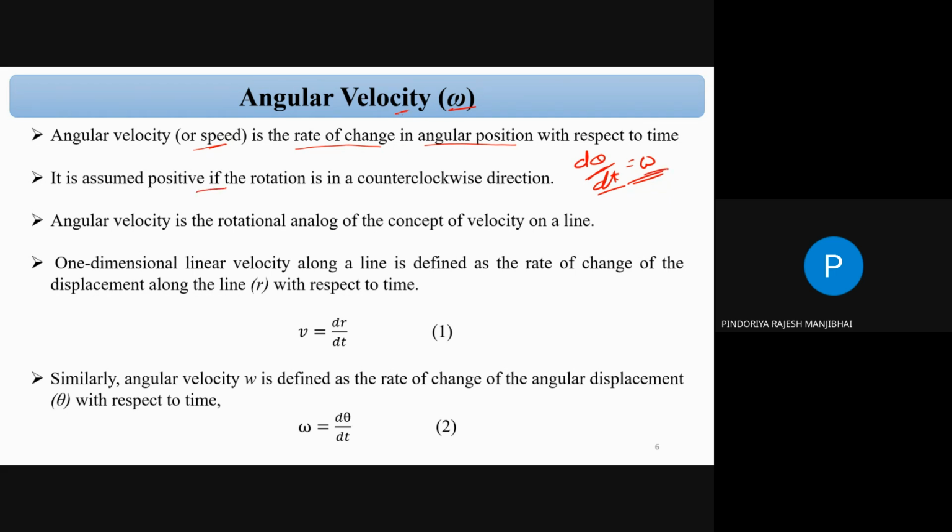It is assumed positive if the rotation is in the counterclockwise direction. Yes, we can define speed as maybe positive, maybe negative, correct? Maybe the forward direction, maybe the reverse direction. Suppose you are going in the reverse direction, we say it is negative speed, correct? Suppose you are going in the forward direction, then we say positive speed. So we can define it as clockwise direction, otherwise anti-clockwise, otherwise counterclockwise direction, correct?